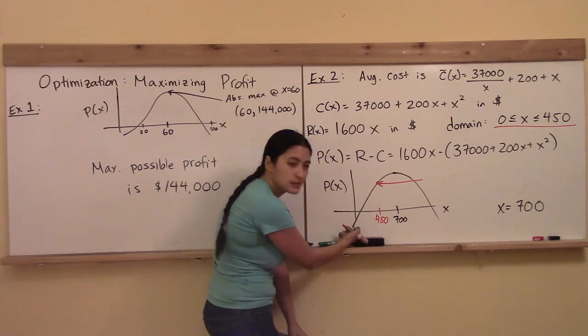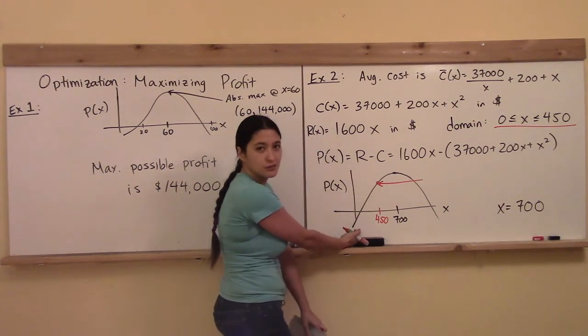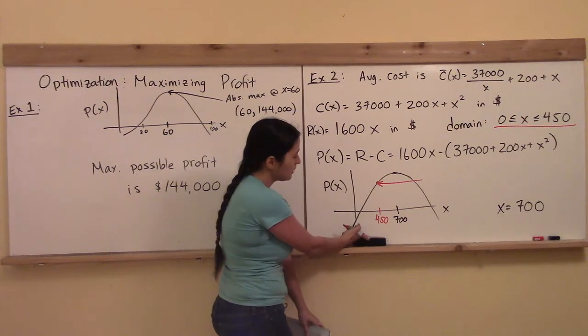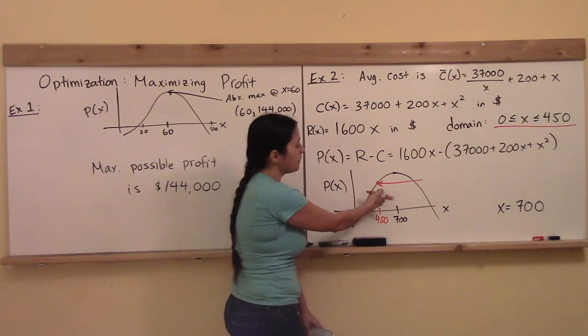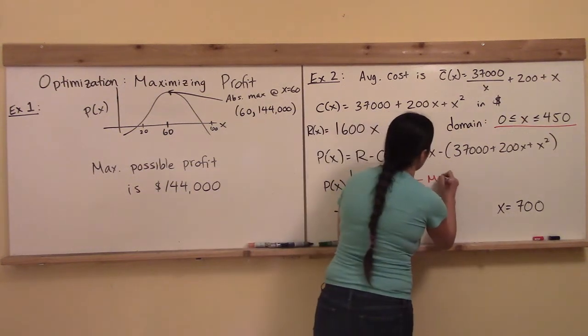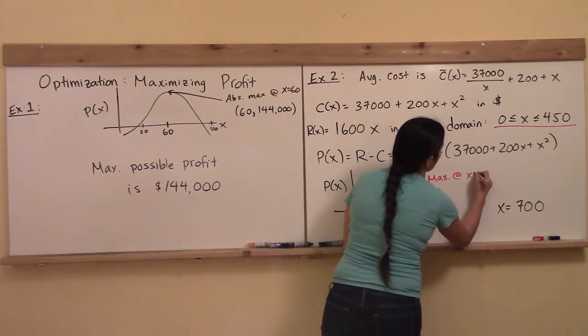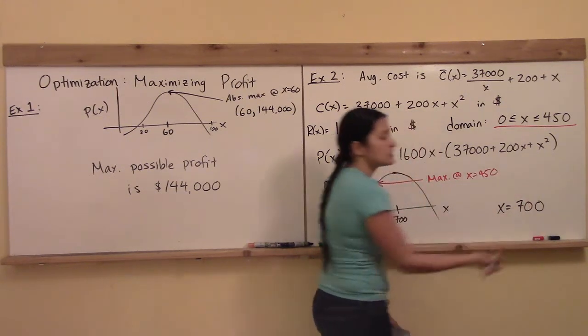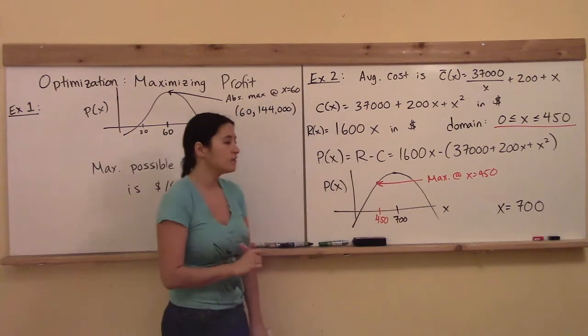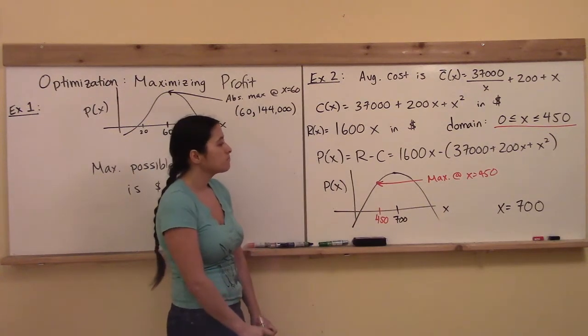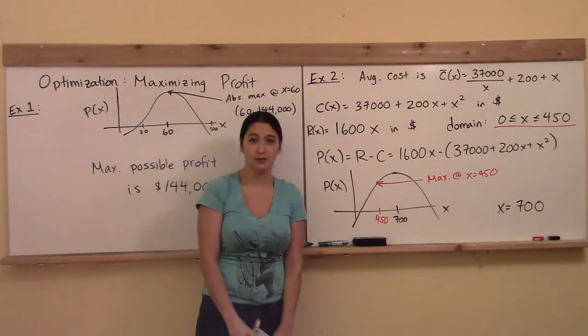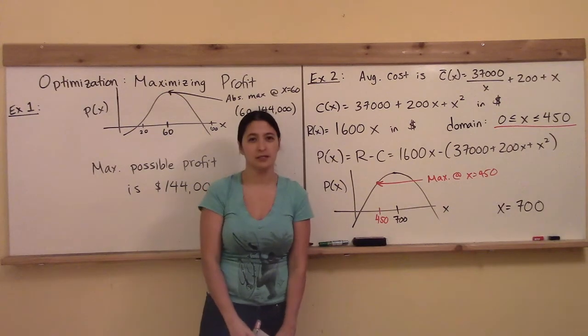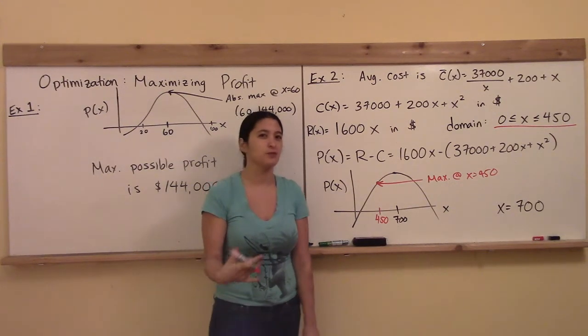Because 0, that's a bad idea. I'm going to lose $37,000 if I don't do anything. And then my profit just keeps going up, up, up, until I hit my absolute max at x equals 450, which is the maximum capabilities of my production setup. Okay, did I answer the question? What was the question? What is the maximum possible profit?